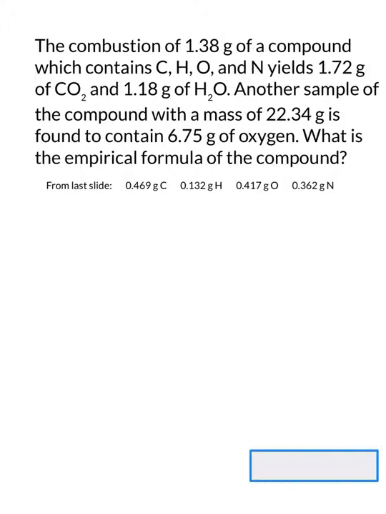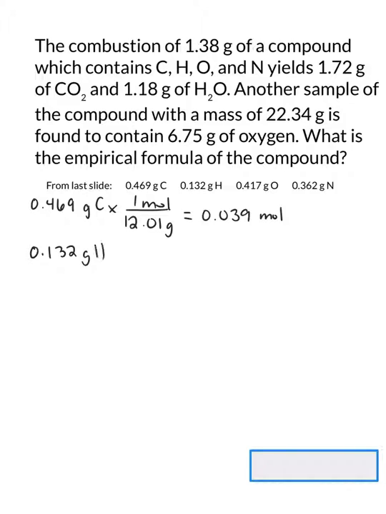Now I'm going to do that from this slide just so that I have enough room. I've listed those grams we just calculated underneath the original question. I'm going to start with carbon here. So I've got 0.469 grams of carbon. Right? Molar mass is 12.01 grams per mole. That means that I have 0.039 moles. Right? Now I've got 0.132 grams of hydrogen, 1.01 grams per mole. That means that I have 0.131 moles of hydrogen.